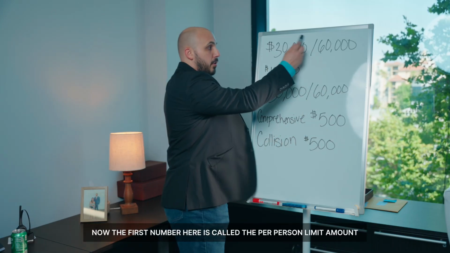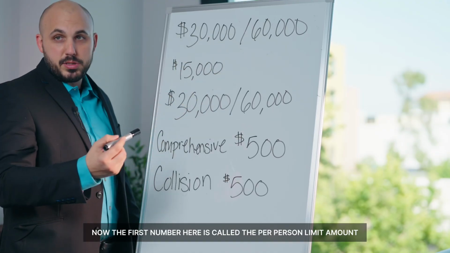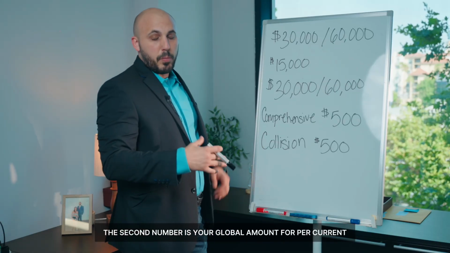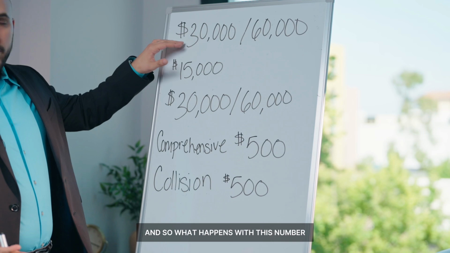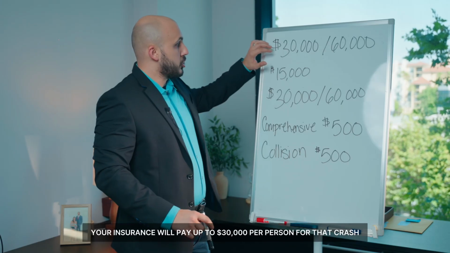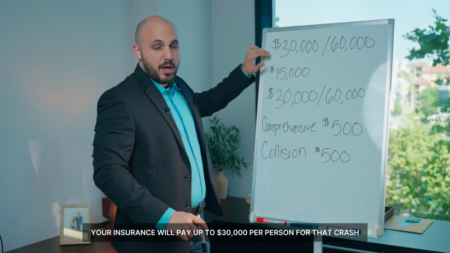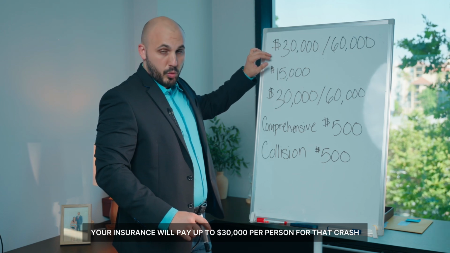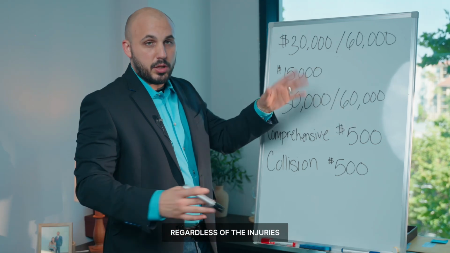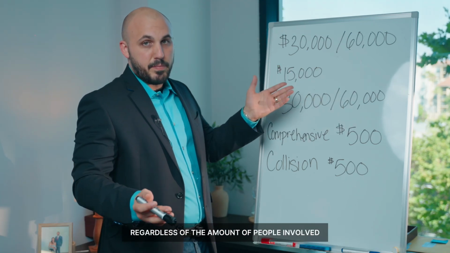Now, the first number here is called the per person limit amount. The second number is your global amount, so per occurrence. What this means is that if you crash your car into somebody, your insurance will pay up to $30,000 per person for that crash, but they won't pay more than $60,000 for that whole crash, regardless of the injuries, regardless of the amount of people involved.